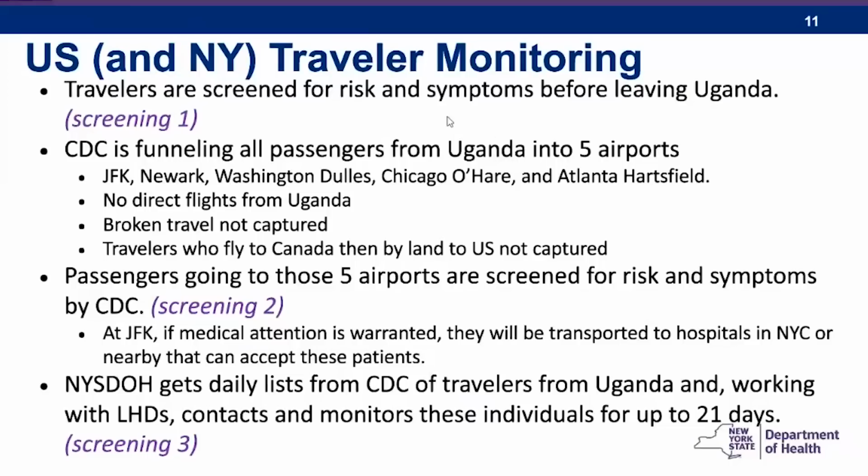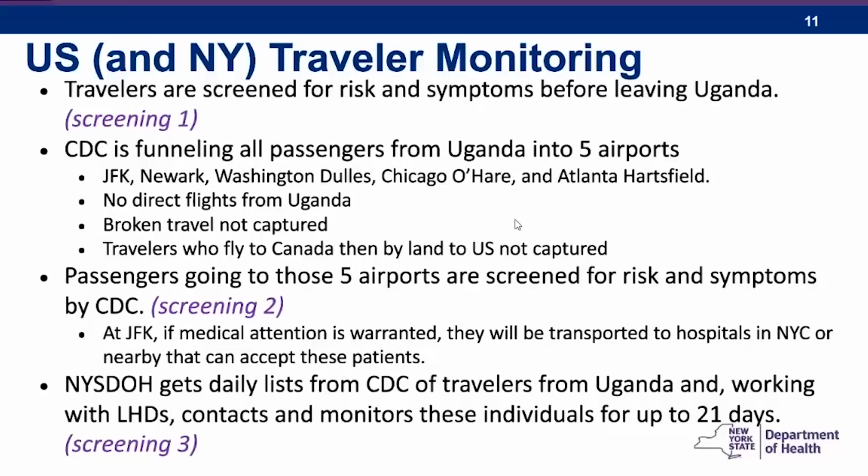Travelers returning from Uganda are screened for risk and symptoms before leaving Uganda. That's the first opportunity they've had to get screened for symptoms and for risk. The CDC is funneling all passengers from Uganda into 5 U.S. airports. Those are JFK in New York, Newark in New Jersey, Dulles in Washington, D.C., Chicago O'Hare, and Atlanta Hartsfield. There are no direct flights from Uganda to the United States; we get about 150 travelers per day.